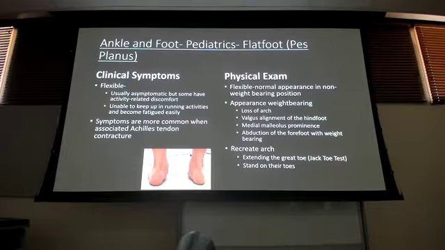And then we also have our extension of the great toe, which is called the Jack test. If we can recreate the arch with the Jack test, that's another indicator of a flexible flat foot versus a rigid flat foot. So it's something we want to think about, especially if we're passively extending that great toe and we see that arch return, then we would consider it a flexible flat foot.